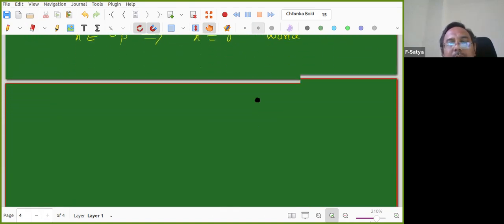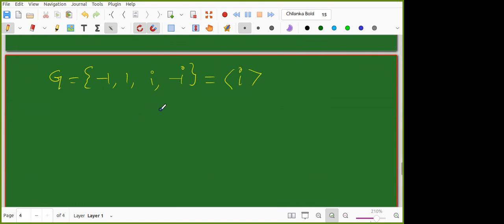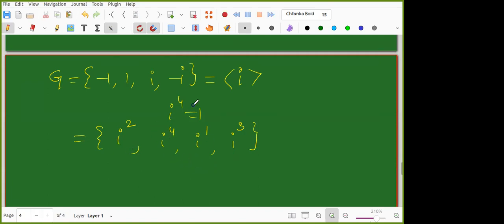But you want one more example? I can give you. You know this example: 1, -1, i, -i. Is it a cyclic group? Yes, a cyclic group generated by i. i squared is -1, i to the power 4 is 1, and i cubed is -i. So i is a generator.